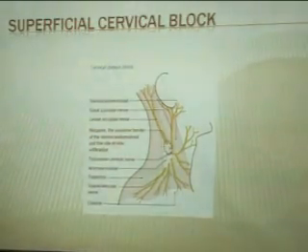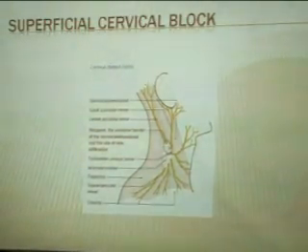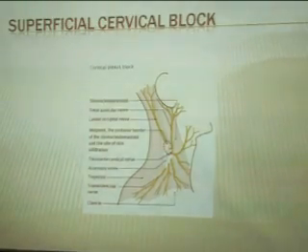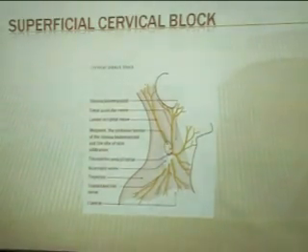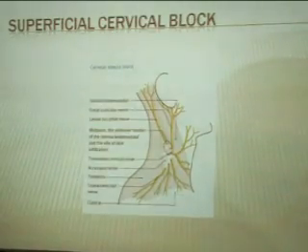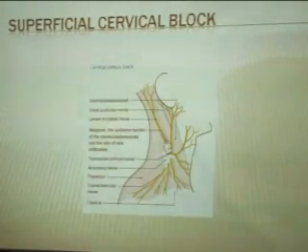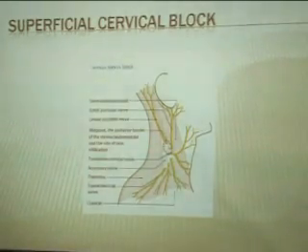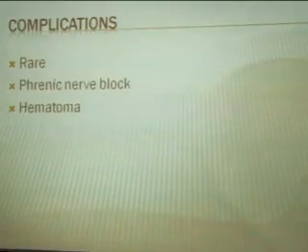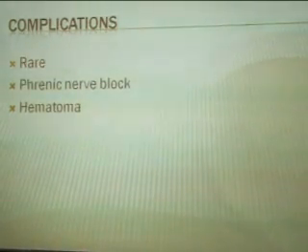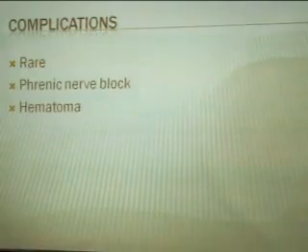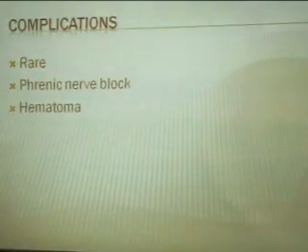The superficial cervical plexus, we can block it on the posterior border of sternocleidomastoid at the midpoint. We can infiltrate along the lateral border of sternocleidomastoid if you are not using ultrasound. If you are using ultrasound, you can actually locate all the nerves at around the midpoint of the lateral border of sternocleidomastoid. Complications with the superficial cervical plexus block are rare, but sometimes you can get a phrenic nerve block or a hematoma.